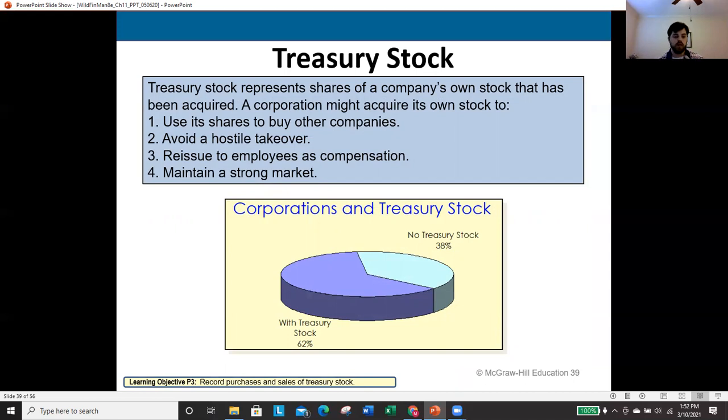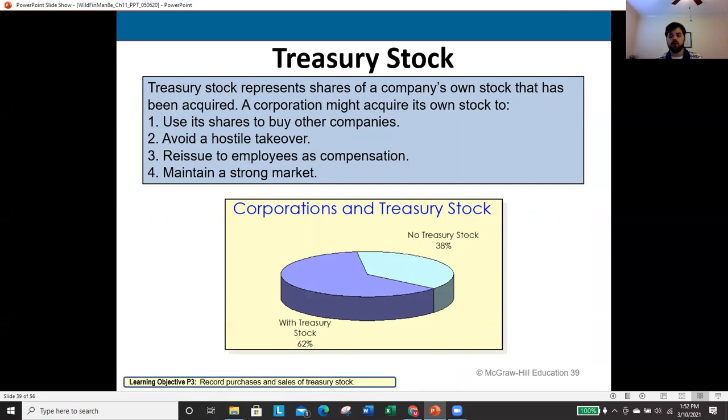So when we talk about treasury stock, this is when the company buys back stock that it has once issued. A company might need its own stock to do the following, right? It might be using those shares to buy other companies. So maybe they're trying to invest in another company to bring that into the fold, to increase production, to increase efficiency, whatever that is. They may be using those shares for that purpose.